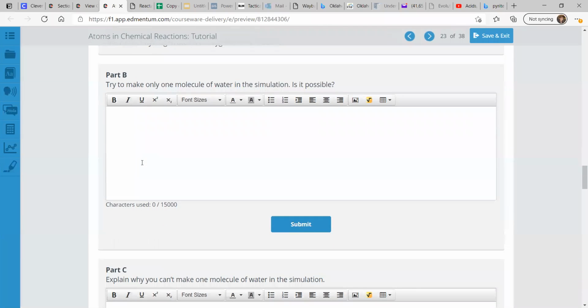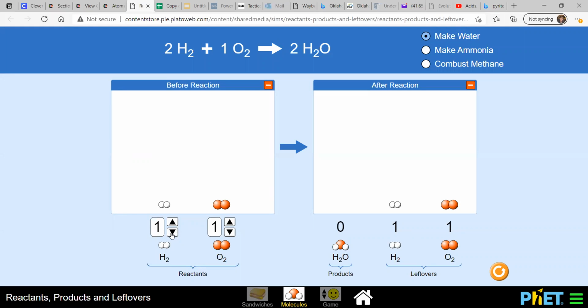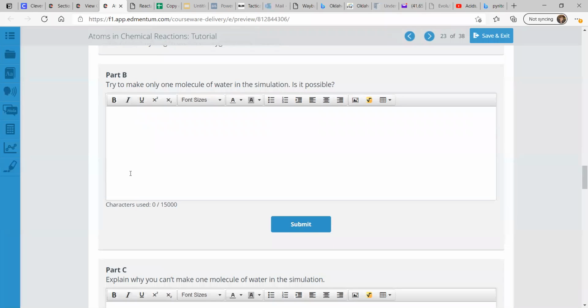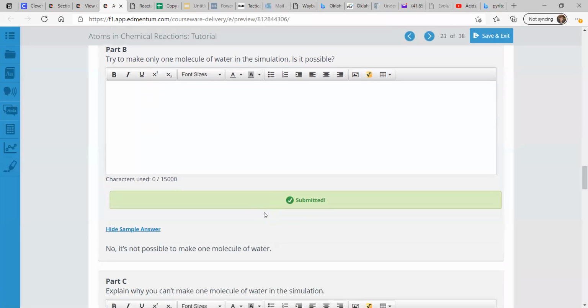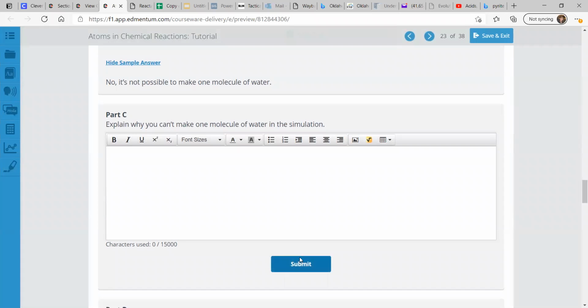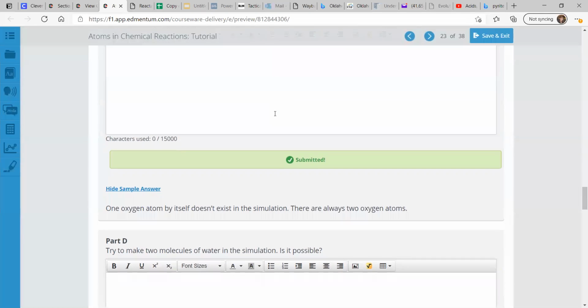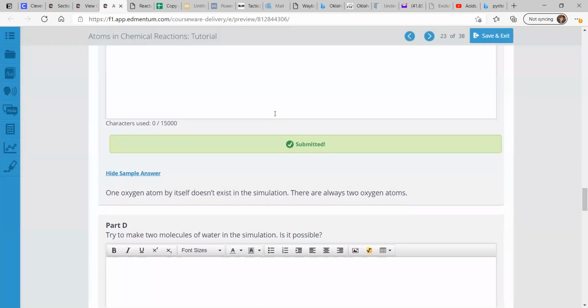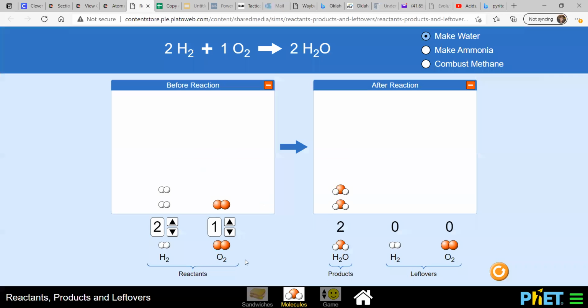Try to make only 1 molecule of water in the simulation. Is it possible? No, because they come in pairs here. Let's show you the full example. Why can't you make 1 molecule of water? Well, 1 oxygen atom by itself doesn't exist in this simulation. There are always 2 oxygen atoms in the pairs, so you can't separate those 2. You need multiple.